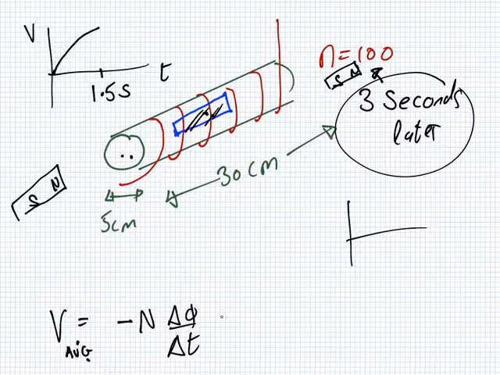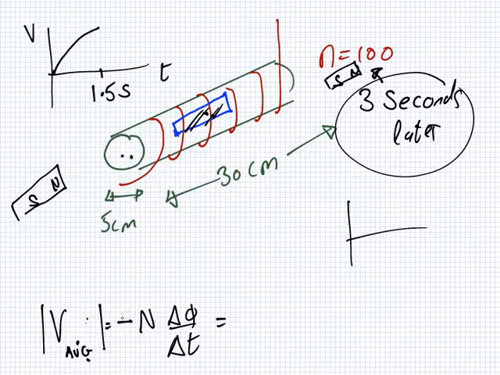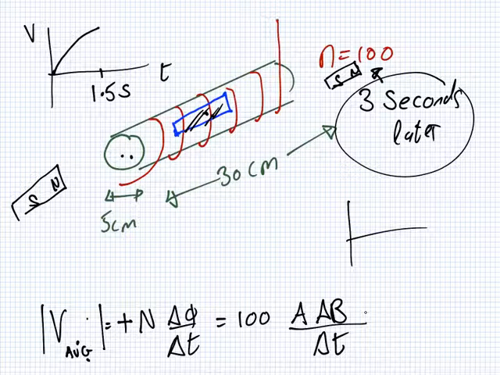Yeah? Okay. So in this formula here, I don't care about the minus for the moment. I just want to know how big the voltage is. What's the size of it? So I won't care about the minus. What's the N? 100. No. What's changing here? The B or the A? A. No. B. It's the B that changes. Because first there is no magnetic field, and now there is a magnetic field.